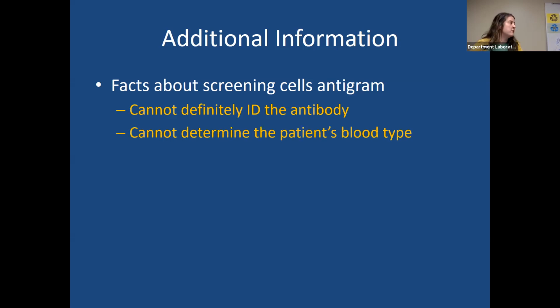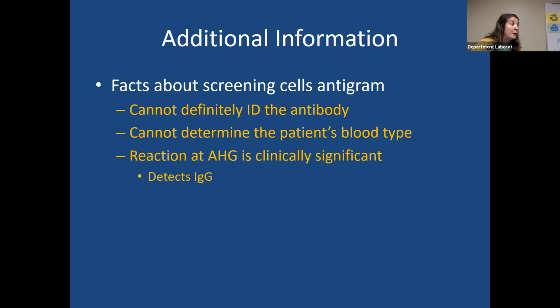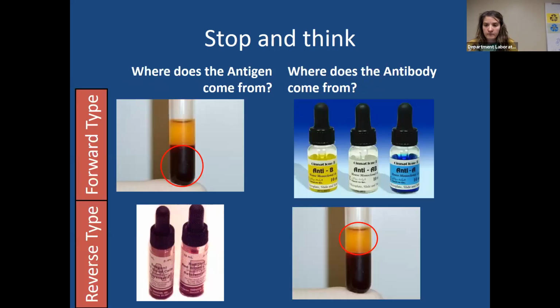Unless you include it on the antigram in your patient information, you do not know your patient's blood type, all right? You know your screening cell type, they're all O, but you don't know your patient's type. And then ask yourself, where's my antibody, where's my antigen, all right? Make sure you remember that. Red cells have the antigen, plasma or commercial antisera has the antibody.